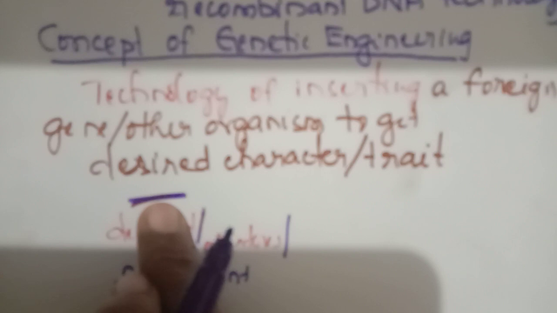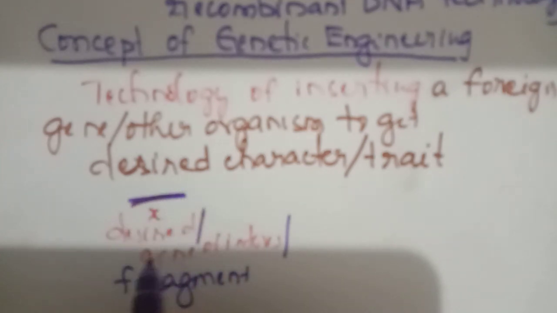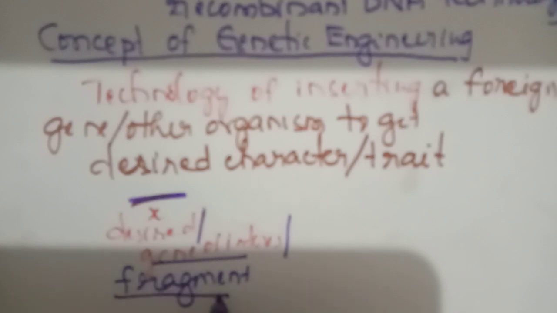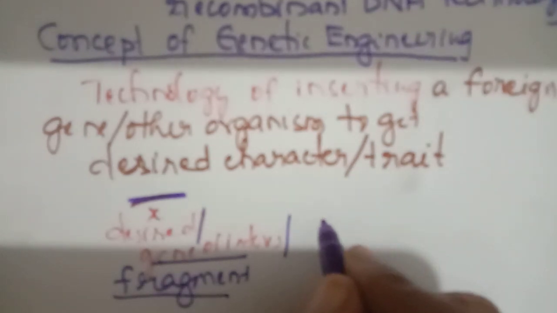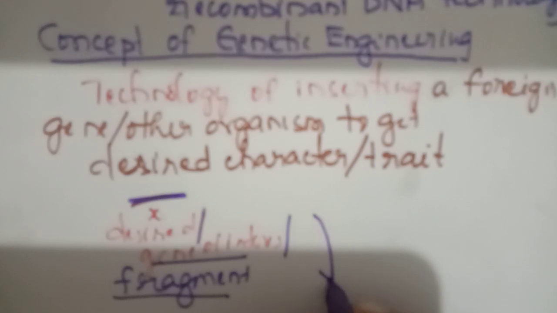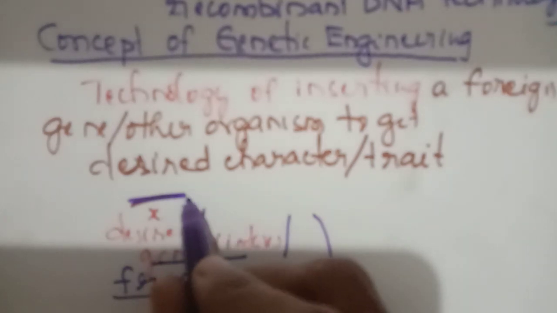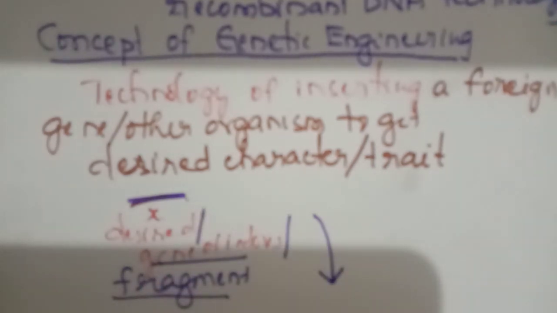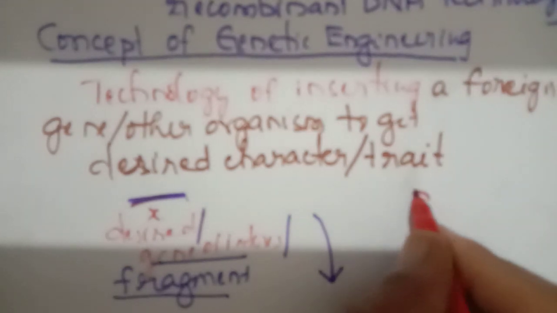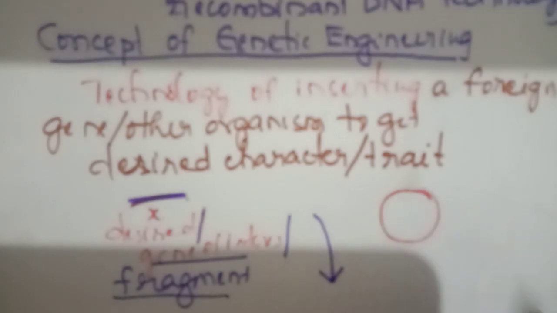Say, for example, I want to introduce this insulin gene into bacteria. What do I have to do? I have to first collect the desired gene. I have to identify the desired gene, or the gene of interest, or fragment of interest. Then what will we do in genetic engineering? First we will isolate the desired DNA and then introduce it into a vector.